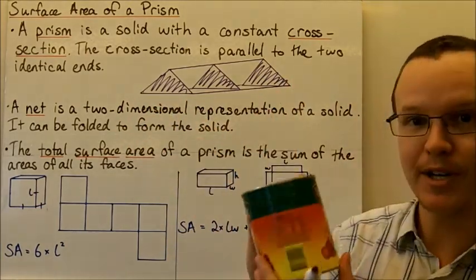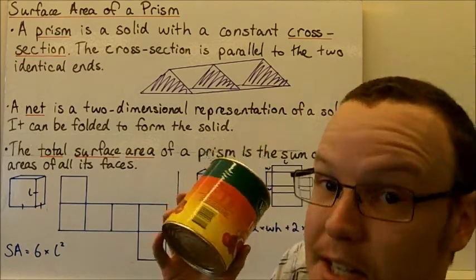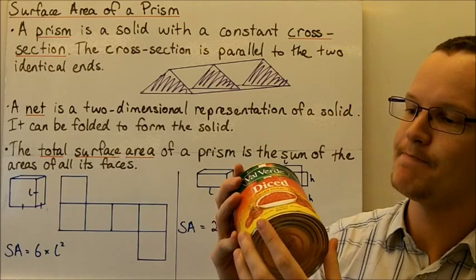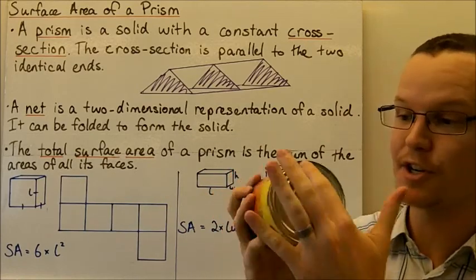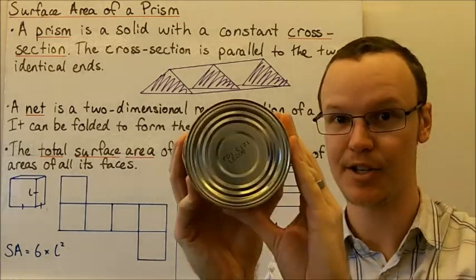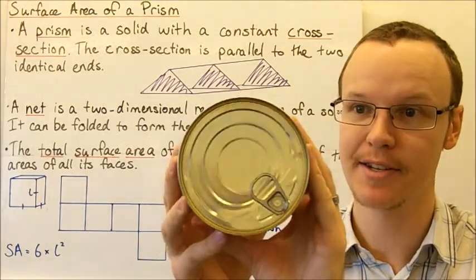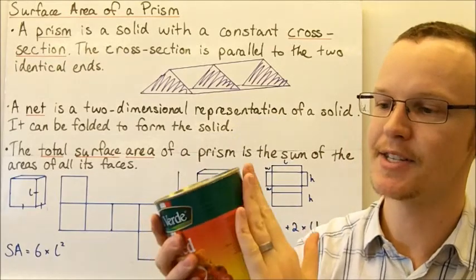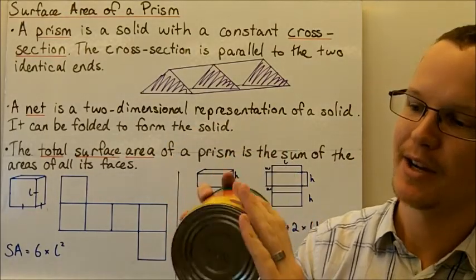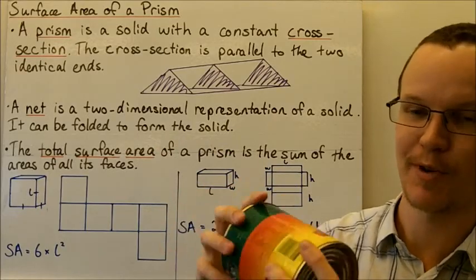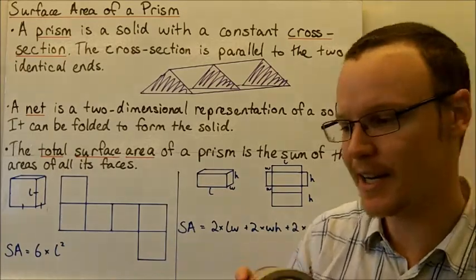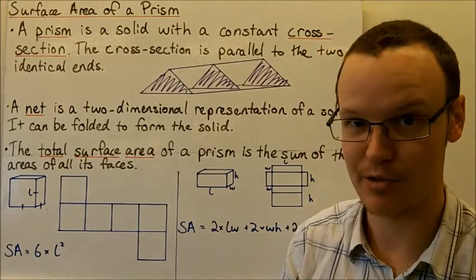So we've got an example here of a cylinder, but it is still a prism. It's a circular prism. It's got a circular base. The two ends are circles. We've got two circular ends there, and then there's a rectangle wrapped all the way around the middle. That's a rectangle shape. You can imagine if I covered it in ink and rolled it along a bit of paper, it would make a rectangle shape.